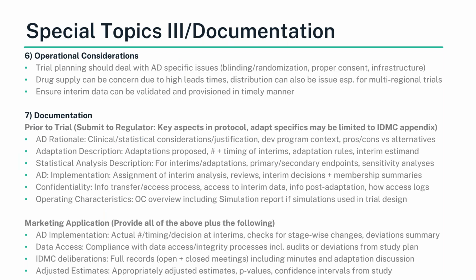Documentation: it gives a very detailed view of the documentation. Prior to the trial, the regulator should have basically all of this information. The key aspects overall should be in the protocol. Some of the adaptation-specific rules, like the fine-tuned granular details about how we're going to increase exactly by this much for this conditional power, etc., might want to be limited to an IDMC appendix or the charter's appendix for the IDMC. So you need to make a decision about that to ensure that you don't undermine the integrity of the trial by providing too much information about exactly how the adaptation could work.